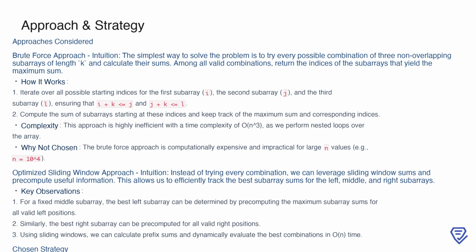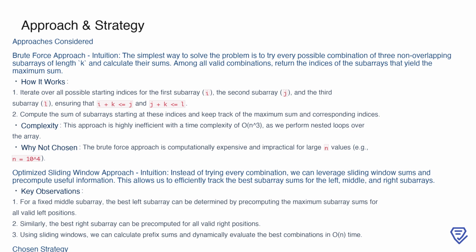To solve the problem of finding three non-overlapping subarrays with the maximum sum, we considered two approaches. First, the brute force approach. The intuition behind this method is straightforward: try every possible combination of three subarrays of length k, calculate their sums, and track the maximum sum along with the indices of the subarrays.